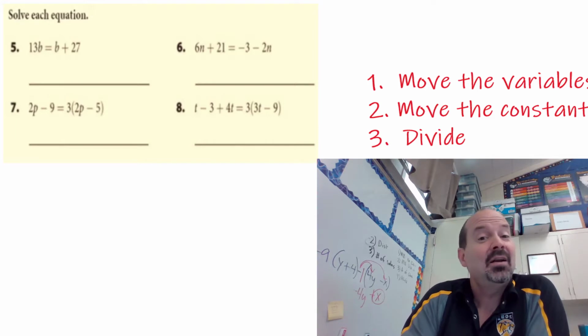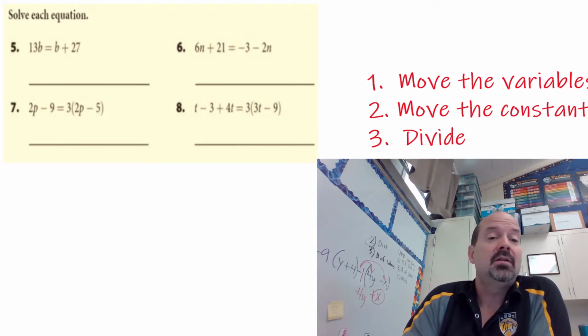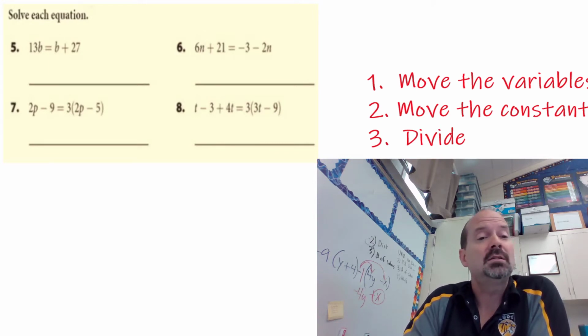All right, so let's take a look at a few more problems. First of all, number 5 that you see on the screen in front of you, it has variables on both sides, but it only has constant on the right side. So we'll take a look at that one for today's lesson. Number 6 also has variables on both sides and constants. You see what I mean?